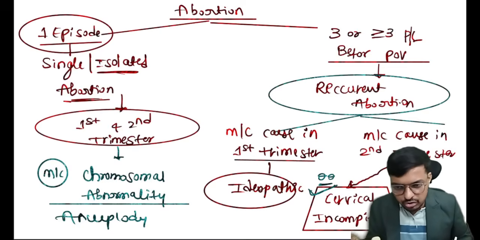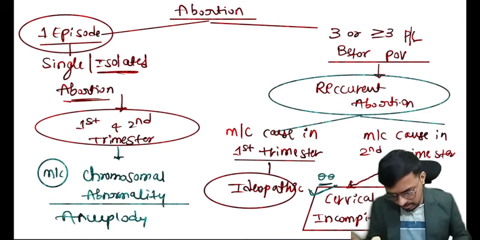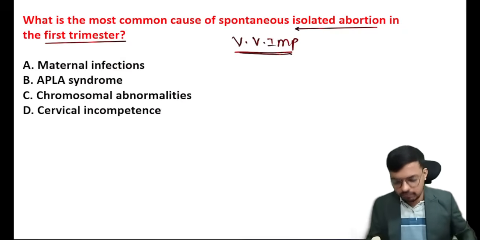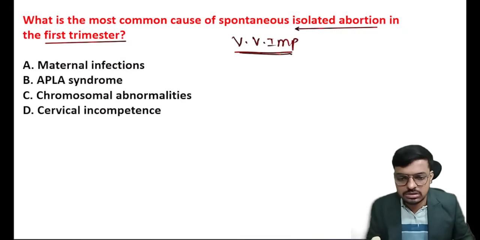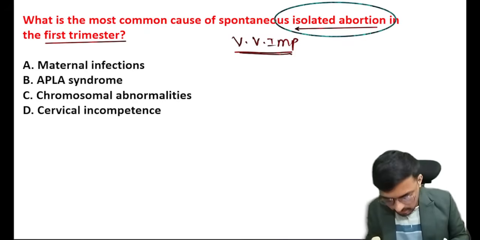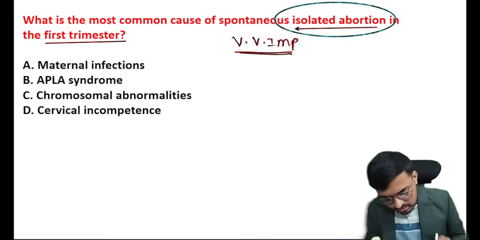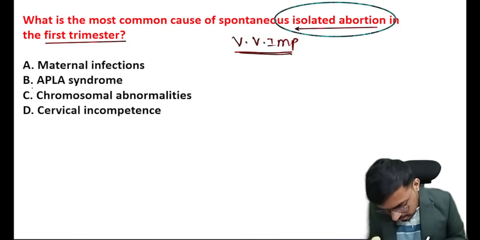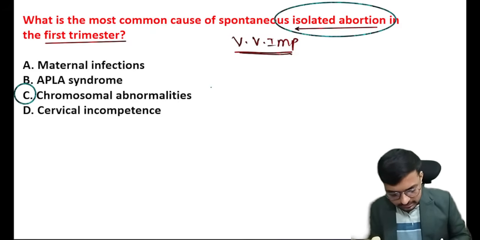And in a single episode or isolated abortion, in the first and second trimester, the most common cause is chromosomal abnormality. Just keep this in your mind, and this particular chart is very important for you all. What is the most common cause of spontaneous isolated abortion in the first trimester? I told you, in isolated abortion, in the first or second trimester, the most common cause is chromosomal abnormality, or aneuploidy. This is the correct answer, right?